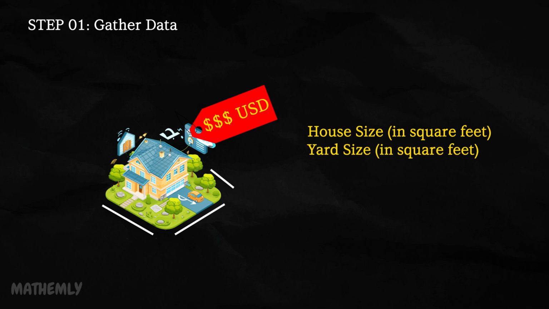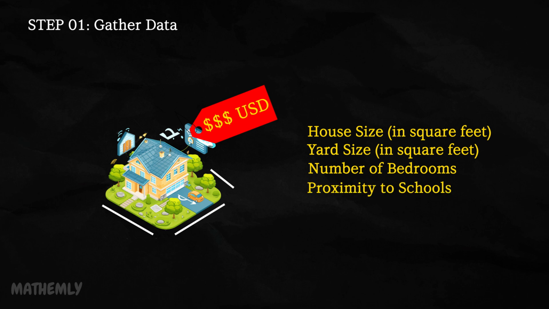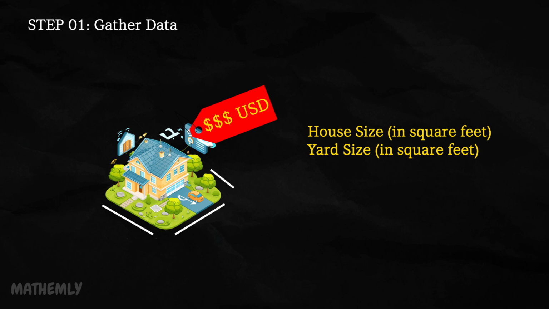Yard size in square feet. A bigger yard often adds value to a property. Number of bedrooms. More bedrooms can increase the price. Proximity to schools. Houses closer to good schools may attract higher prices. For simplicity, let's focus on house size and yard size as the two main features. You would collect data about recent sales, including these features and the sale price, to form your dataset. The more diverse and accurate your dataset, the better the predictions will be.